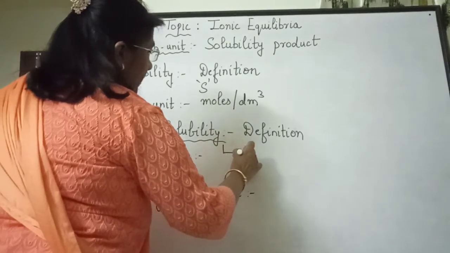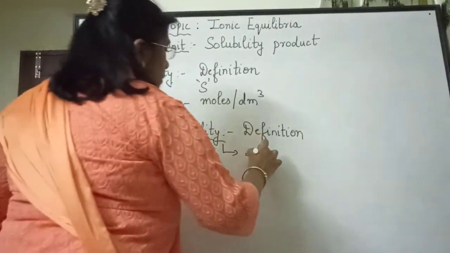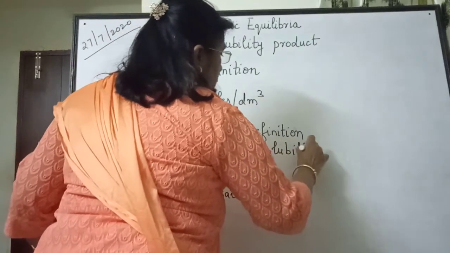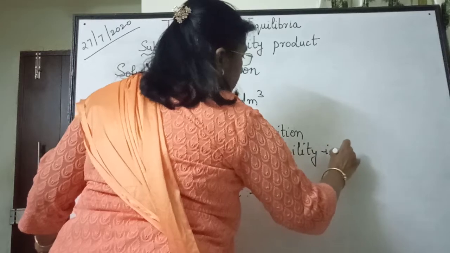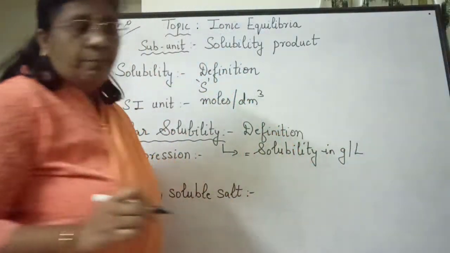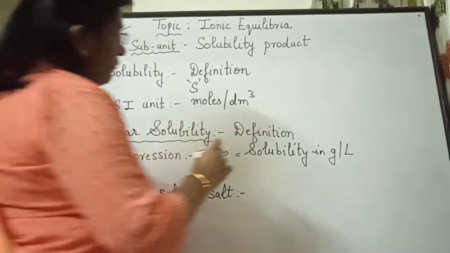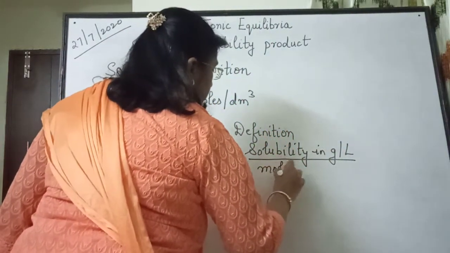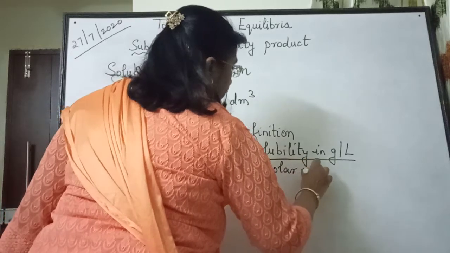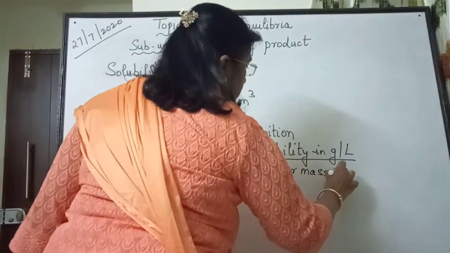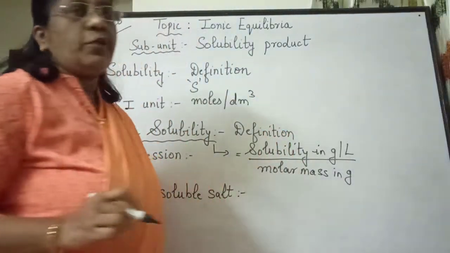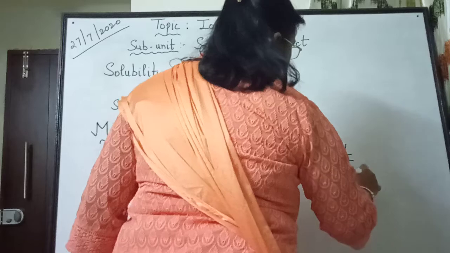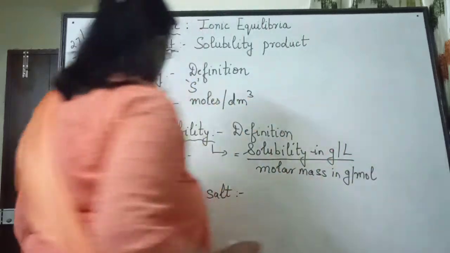Solubility in gram per liter divided by molar mass of the substance, also taken in gram. So you can say molar mass of the substance in gram per mole.